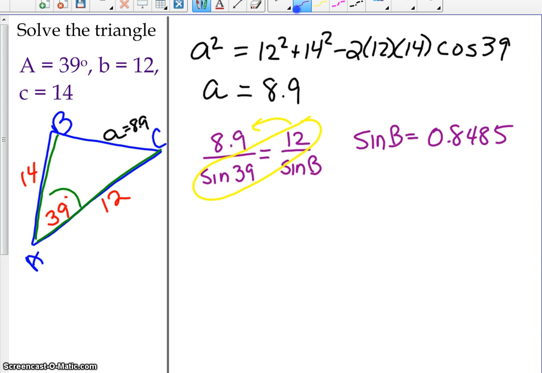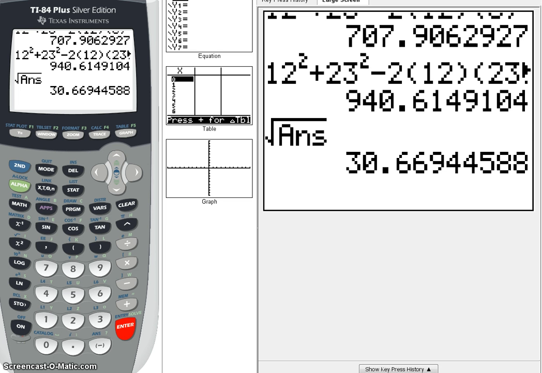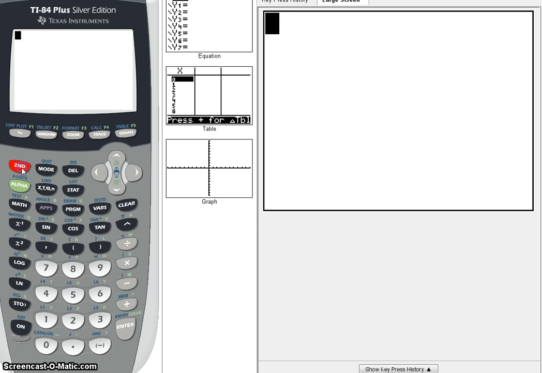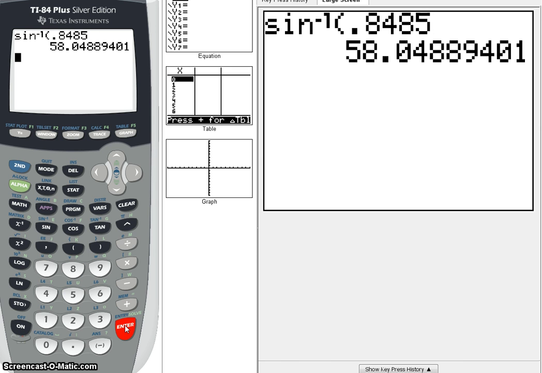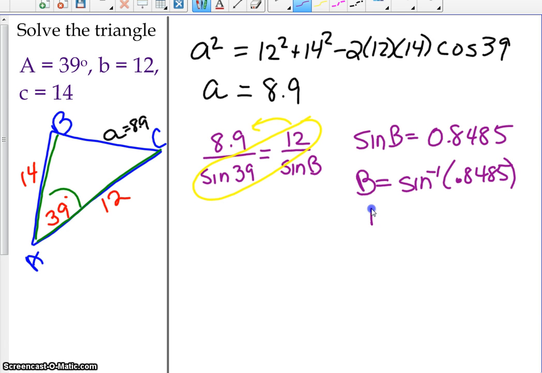0.8485. Okay, well, that doesn't look right. That looks weird for an angle. Well, it is. What we need to do here is say that b is the sine inverse of that 0.8485. So on my calculator, I'm going to show you here, I'm going to use the second function, the second sine, for the sine inverse of that 0.8485. All right, when I hit enter, I get 58 degrees for my answer. So my angle is 58 degrees.